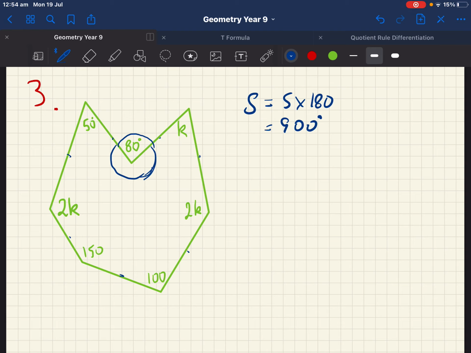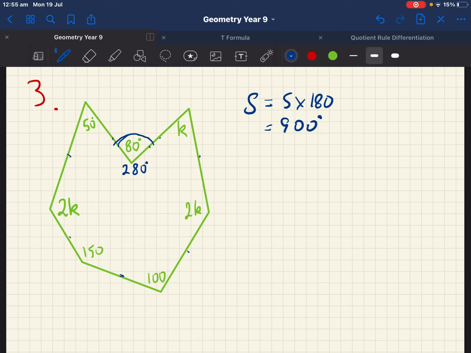You just need to remember a full revolution, the whole way around, is 360. So just go 360 take away the 80. Now we know the size of that angle on the inside, which we're going to need when we create our equation, which we'll do now.